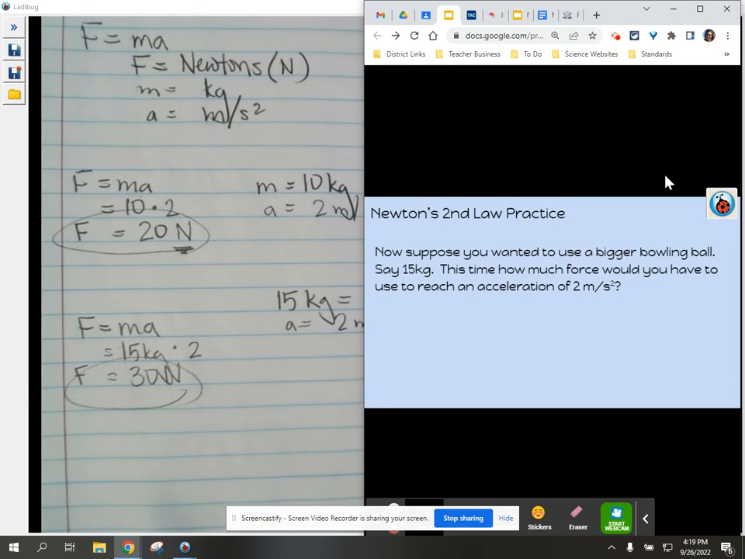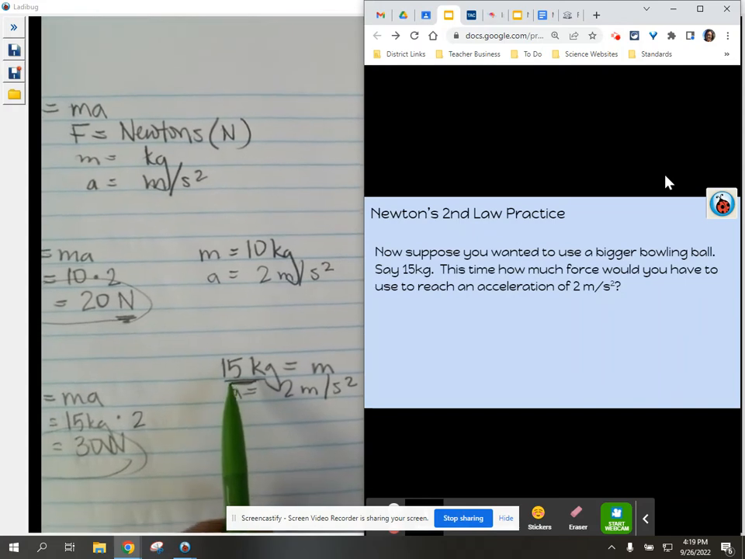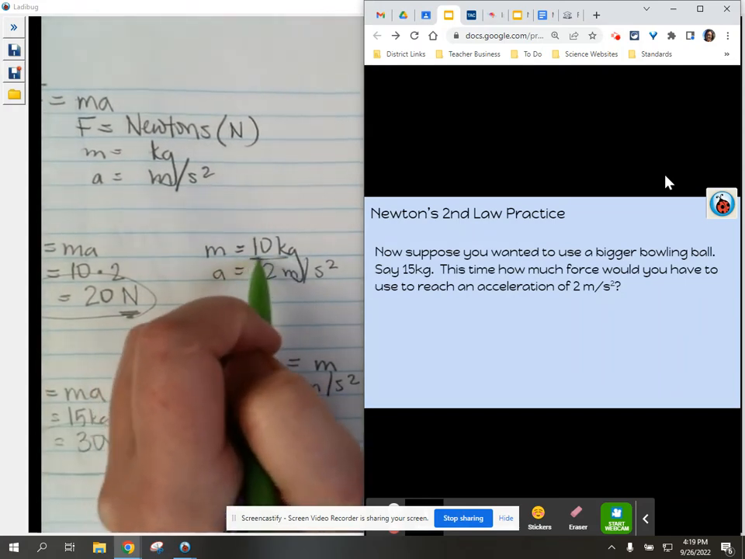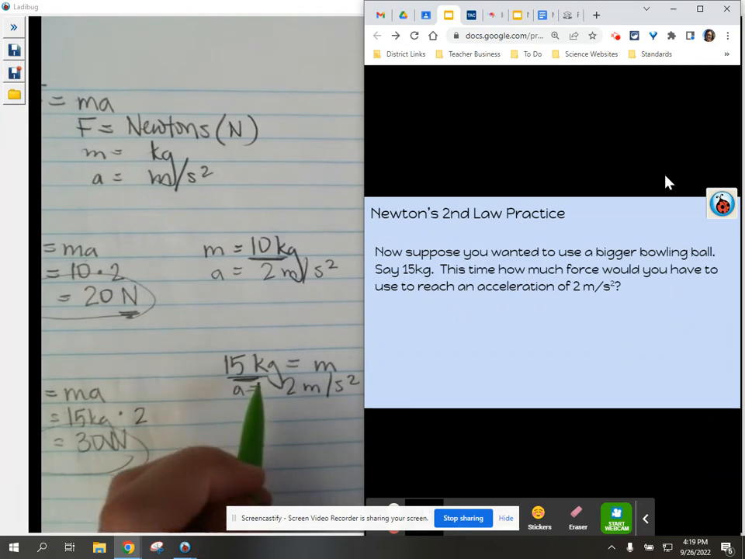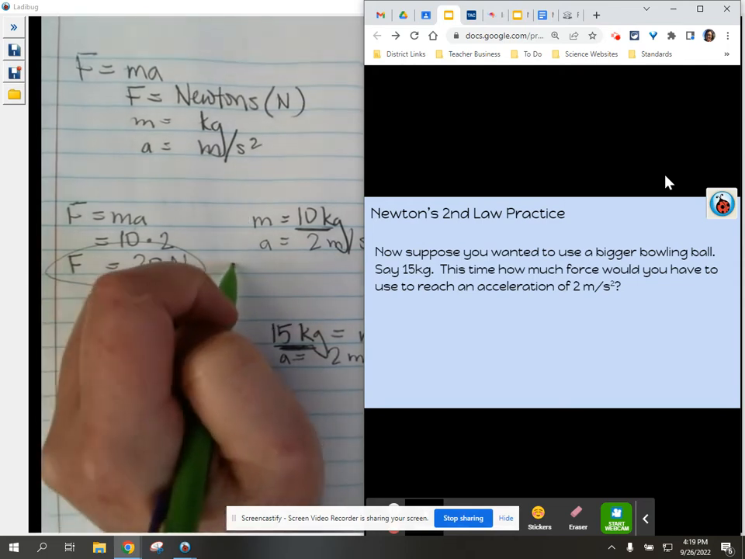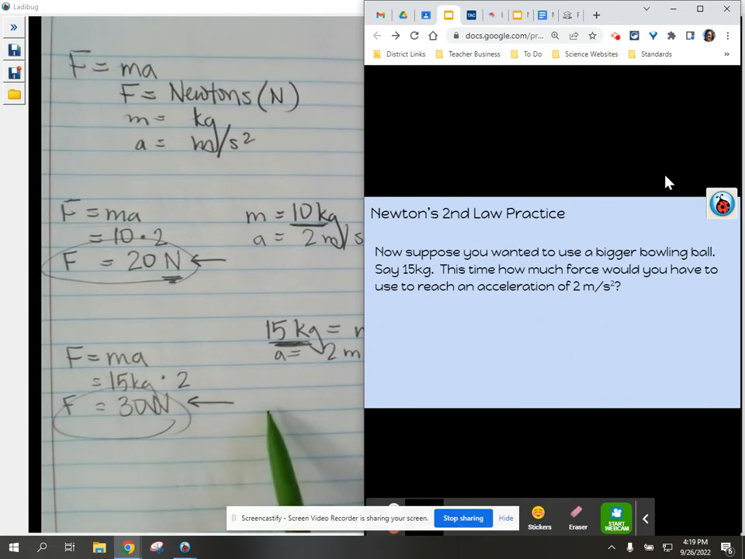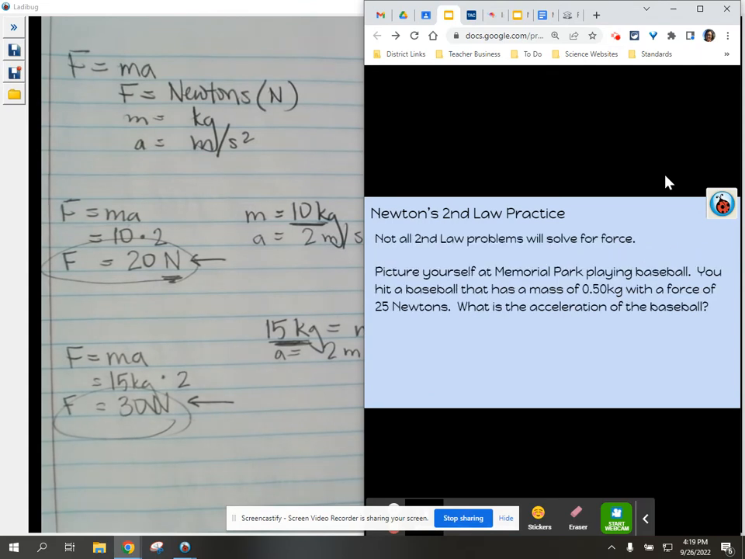Now notice, we had a more massive bowling ball in our second problem, right? The mass of the first one was only 10 kilograms, and the second one was 15 kilograms. So does it make sense that we would have to use more force to accelerate that second ball? It should make sense because that second ball has more mass, right? We know that's part of the relationship of Newton's second law, that when something has a bigger mass, you're going to have to use more force to accelerate it. All right, let's try one more.